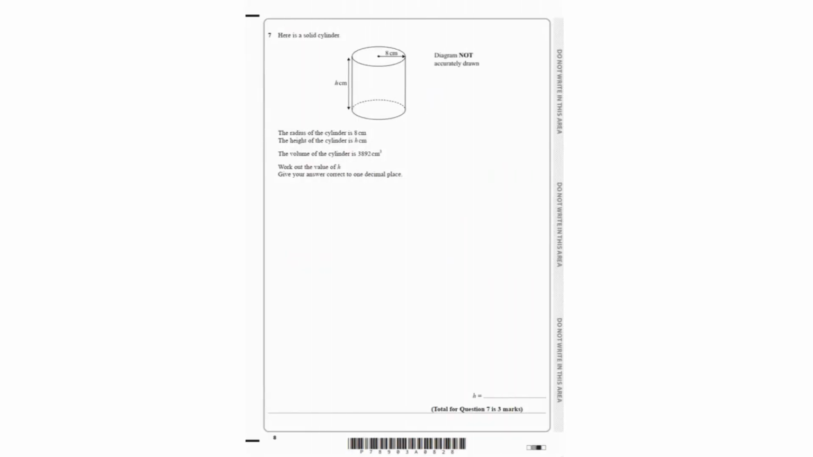Then it says, here's a solid cylinder. The radius of the cylinder is 8 centimeters. The height is h centimeters. And the volume is given as 3,892 centimeter cube. We have to work out the value of h. Again, very direct. You have to know the formula for the volume of a cylinder, which is pi r squared h. We have the volume, 3892 equals pi times the radius, which is 8, so 8 squared, and then times the height.